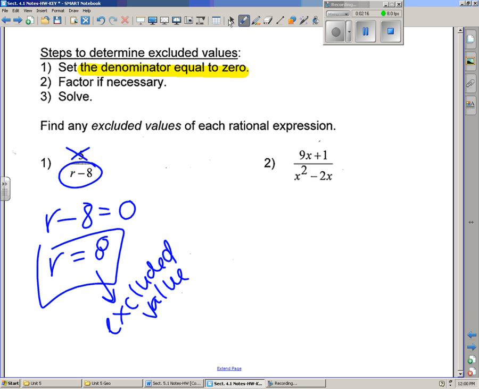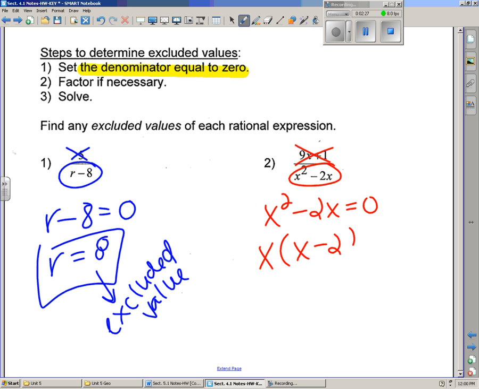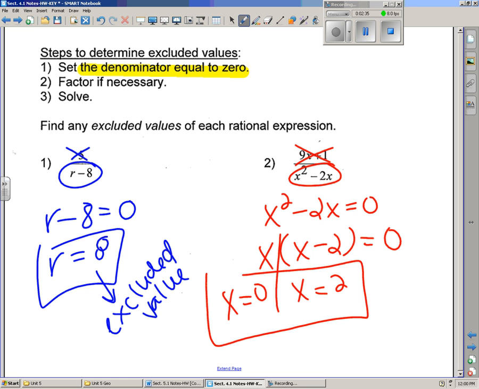On the second one, if we only worry about the denominator, numerator is irrelevant. If we set this denominator equal to 0, we have to factor. There's a GCF. We've got to solve it. This one is going to be x equals 0. This side is x equals 2. In this case, there are 2 excluded values. There are 2 excluded values, and those are going to be 0 and 2 because that's going to make this whole fraction undefined.